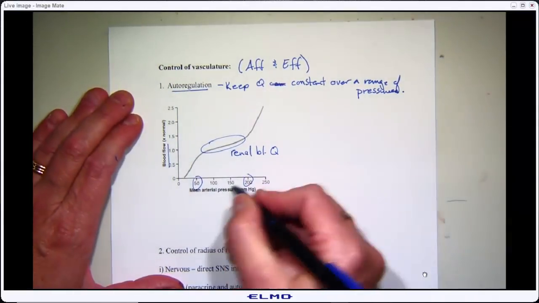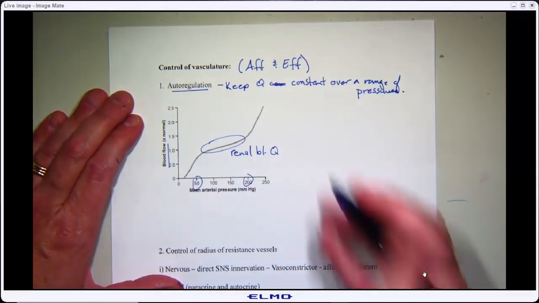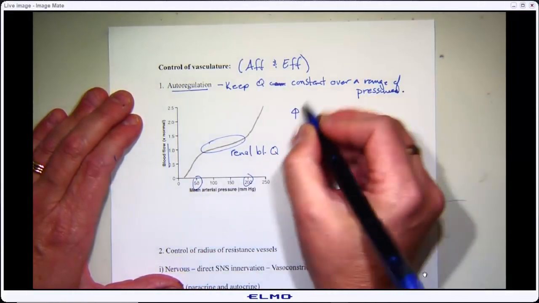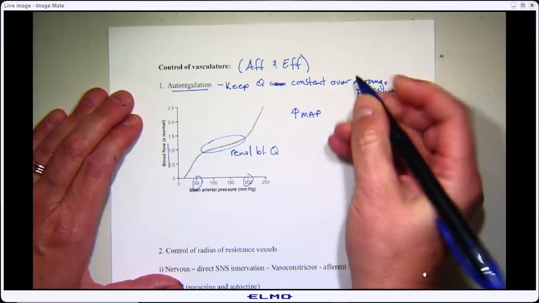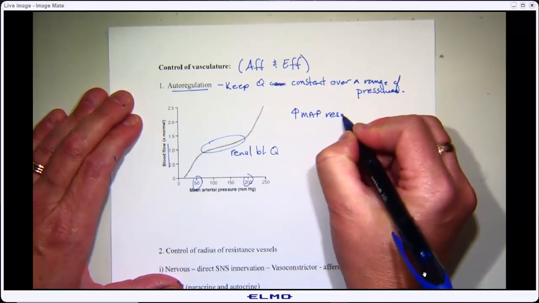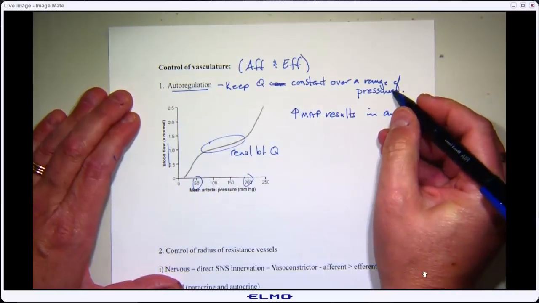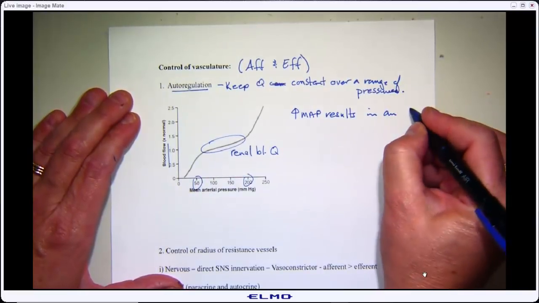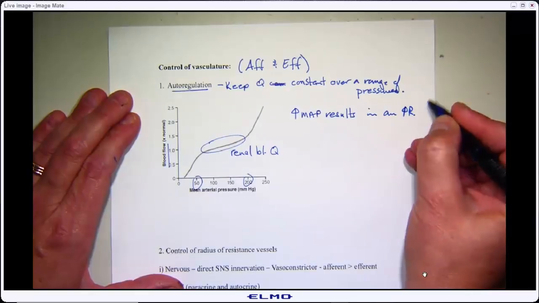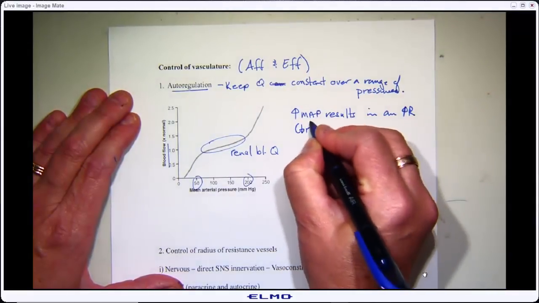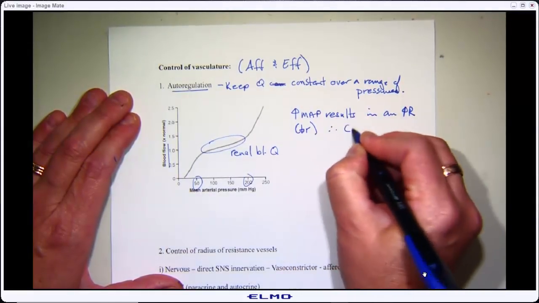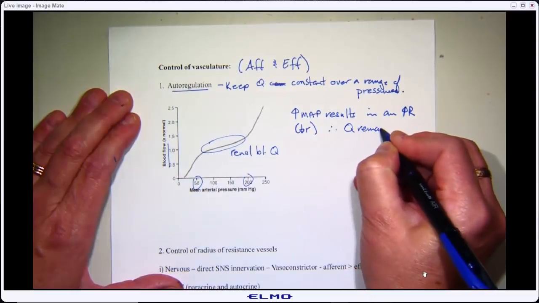So if we think through the graph in words, this really means that, for instance, an increase in mean arterial pressure results in an increase in resistance, a decrease in radius, therefore flow remains constant.